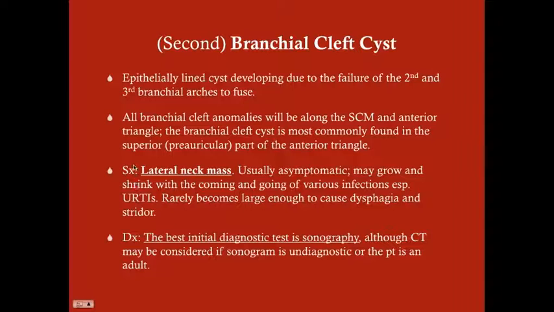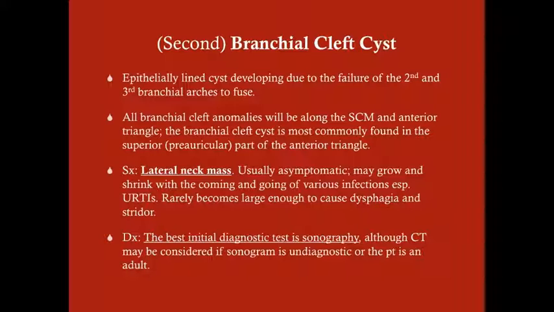So the symptoms here are a lateral neck mass. Unlike the previous cyst that we talked about, in this case, we have a lateral neck mass. So this is not midline. Usually this is also asymptomatic. It can also grow and shrink with the coming and going of various infections, especially upper respiratory tract infections. Rarely it can become large enough to cause dysphagia and respiratory issues.